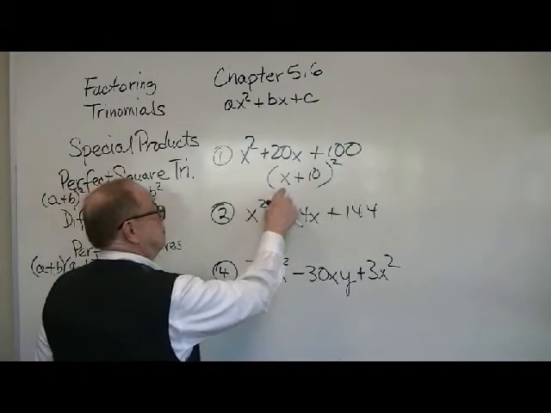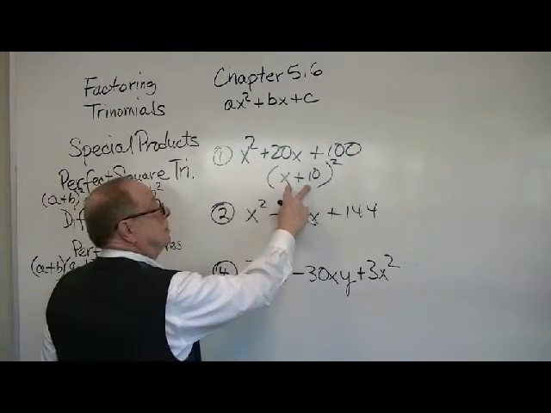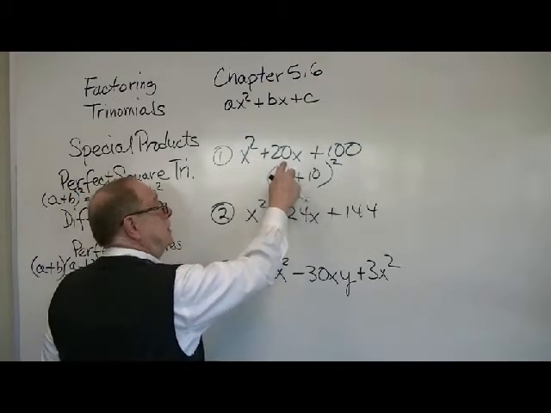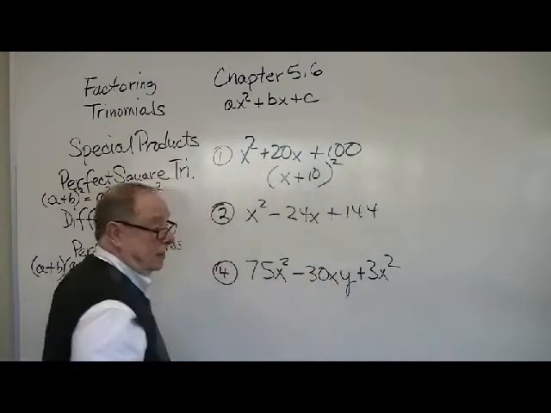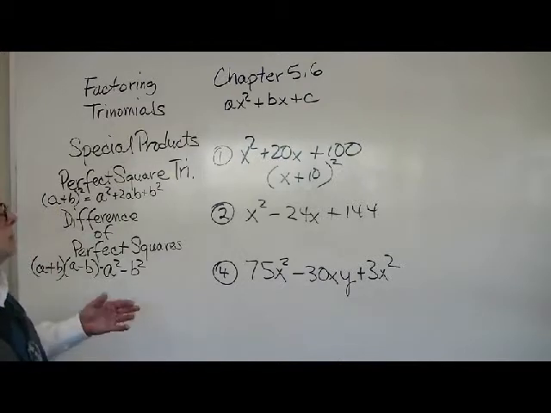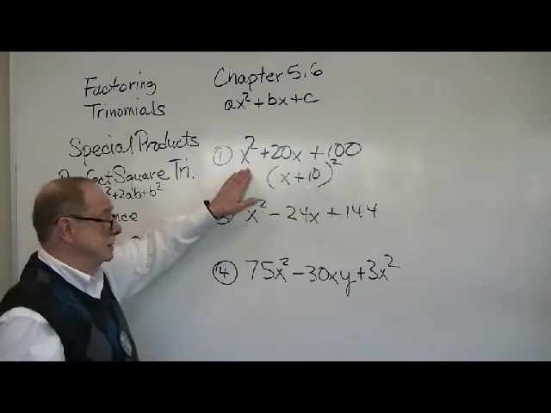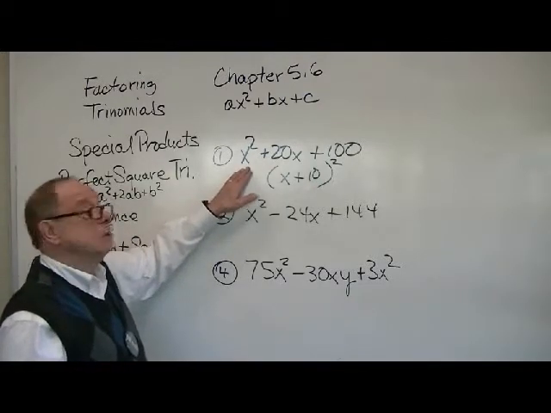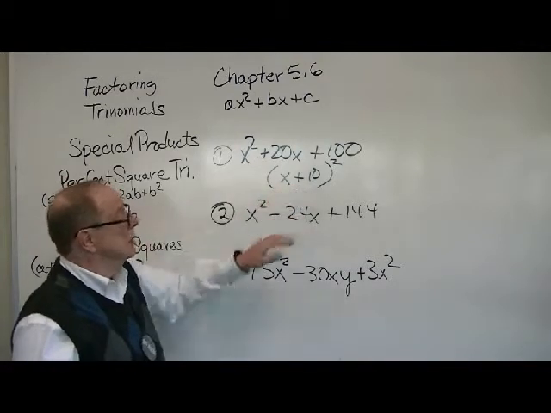So if you square the first term, you get that. Multiply these two terms together, double it, you get that. Square the last term, you get that. Now, could you have done it the traditional way of two parentheses and all? Absolutely. But if you recognize this is a perfect square trinomial, saves you a little bit of time.